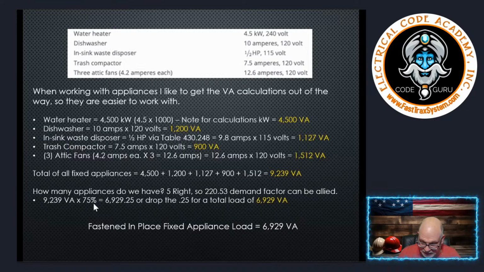All right, so I'm going to do 9,239 times 0.75, and that's going to give me 6,929.25. So I'm going to drop that 0.25, and you could leave it if you want, but I'm going to drop it, and that's 6,929. And so that is what's going to be our new appliance application. So that's 6,929. Okay?